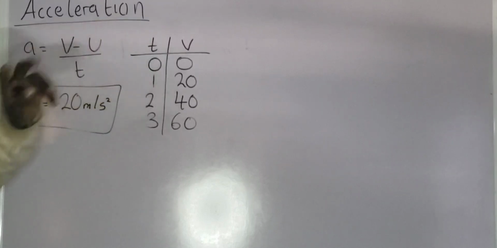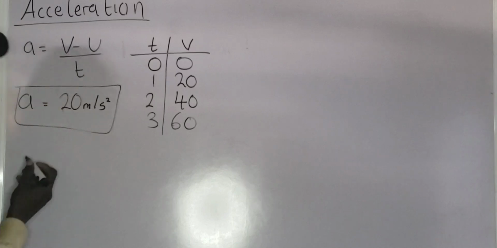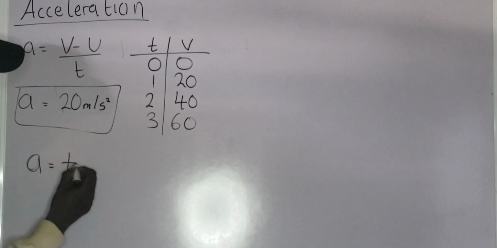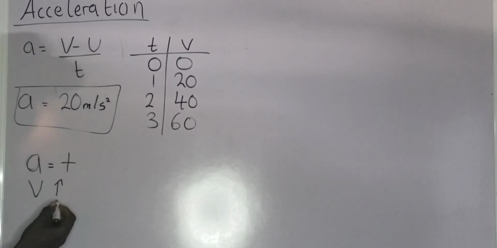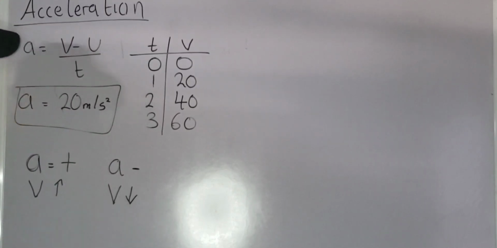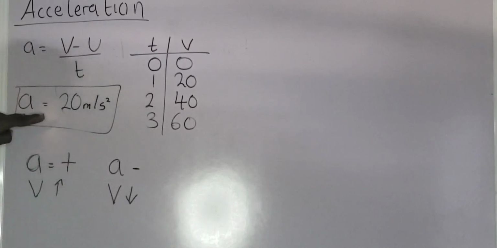Now I want you to take note of something. If the acceleration of an object is positive, the velocity will be increasing. Now, if the acceleration of an object is negative, the velocity will be decreasing. Do you understand what I said? If the acceleration of an object is positive, the velocity will be increasing. If the acceleration of an object is negative, the velocity will be decreasing.